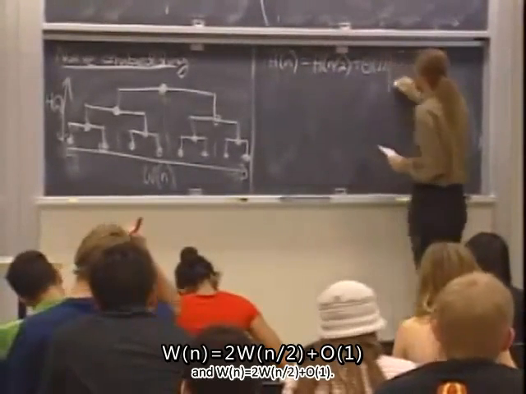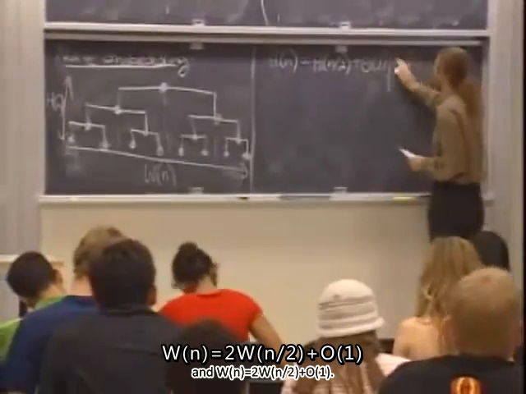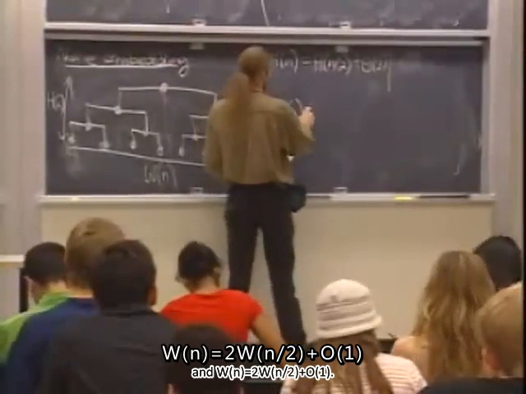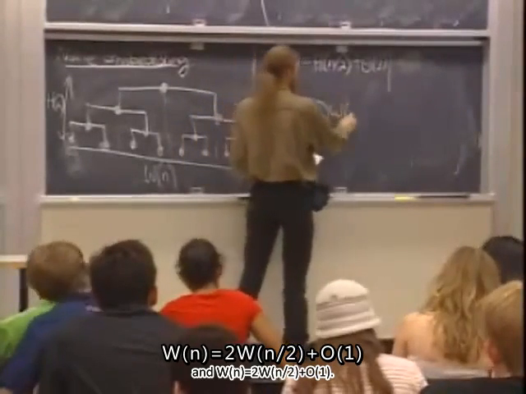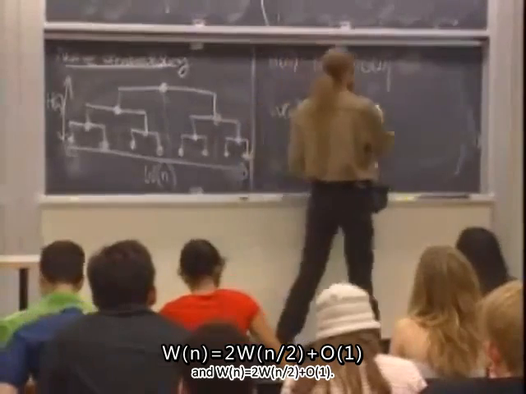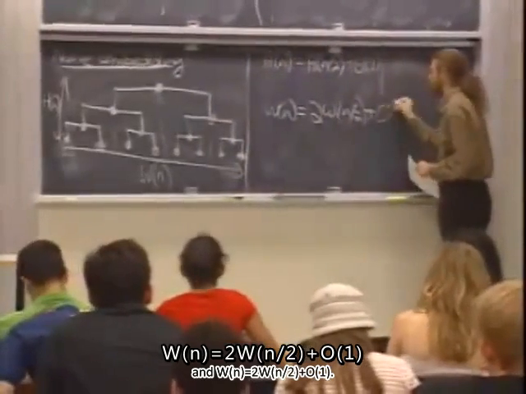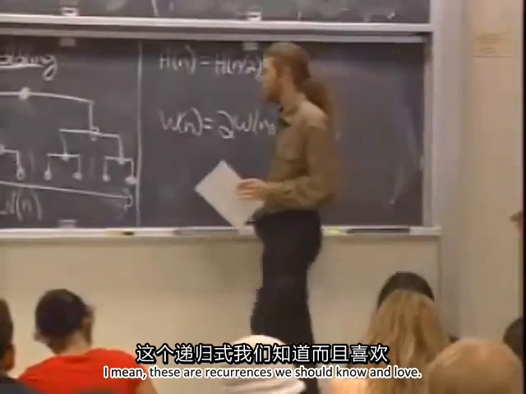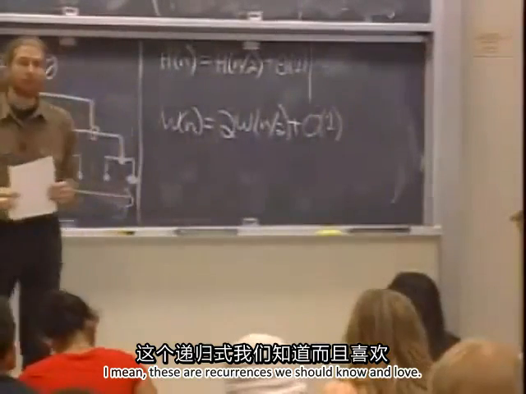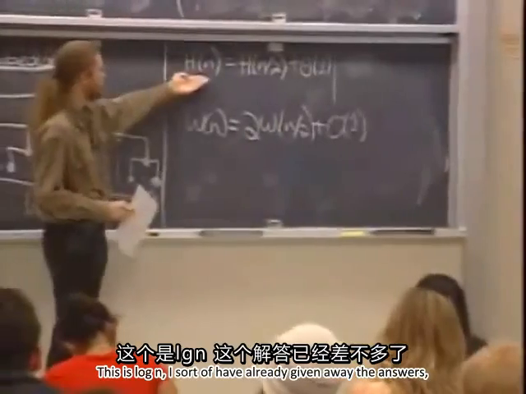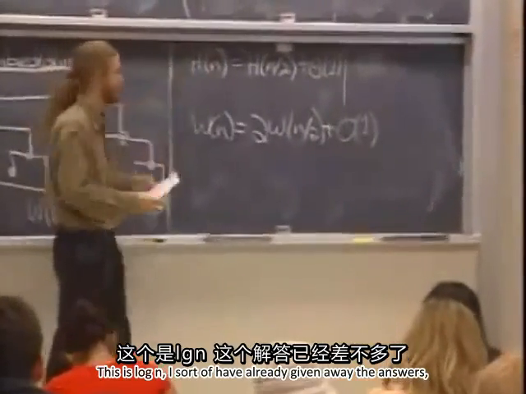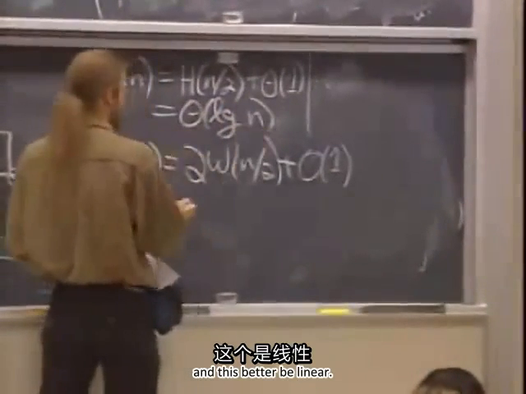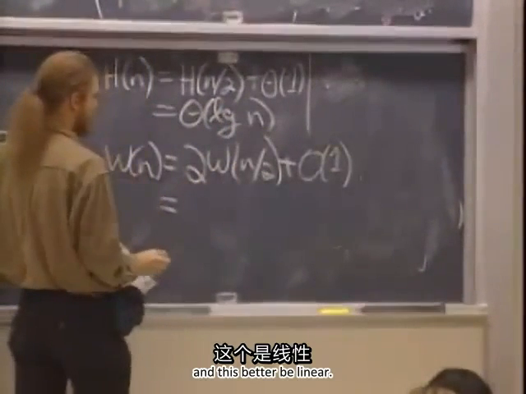There you do have to add 1. And w of n, let me go down here, leave a space so we can solve that. W of n is 2 times w of n over 2 plus order 1. Okay, and the usual base cases. I mean, these are recurrences we should know and love. This is log n. I've sort of already given away the answers. And this better be linear.